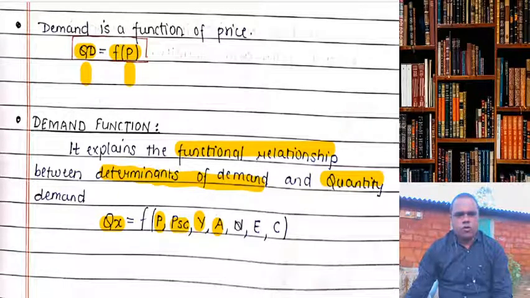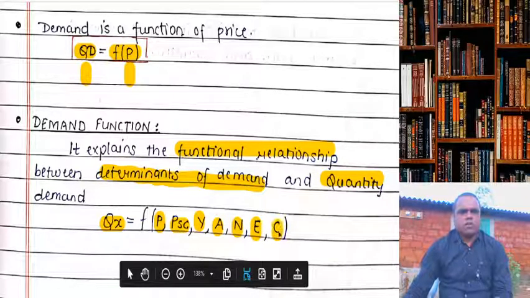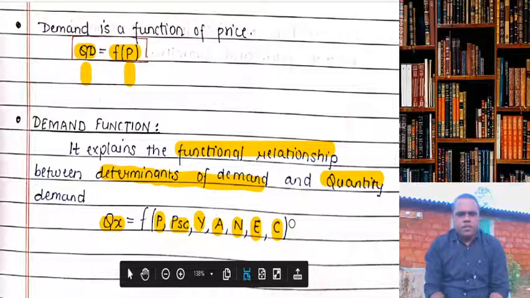N could be the size of population that we have. Then the future expectations. C stands for credit. Credit here means the loans which are given by the banks.